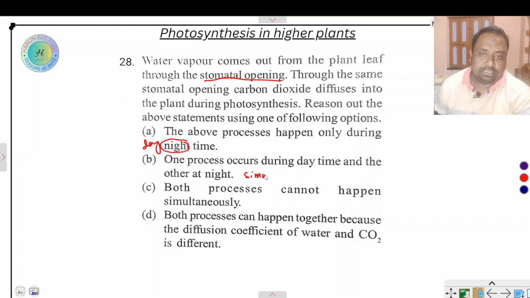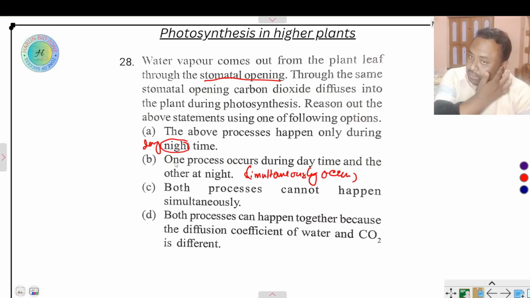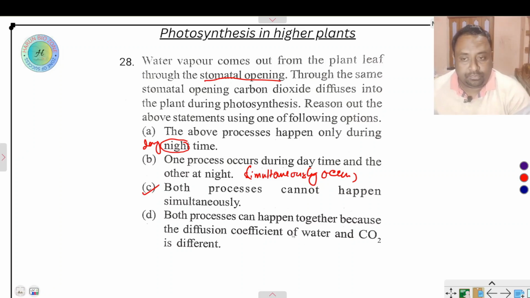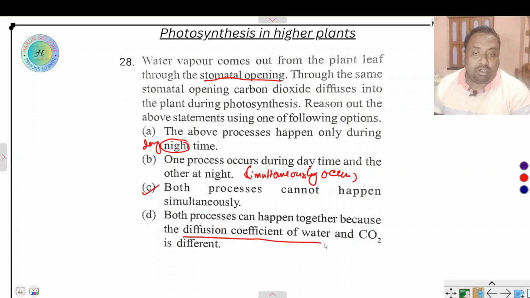Both occur simultaneously. Both processes cannot happen separately. Both processes occur simultaneously, because respiration and transpiration both occur. Both processes can happen together because the diffusion coefficient of water and CO2 is different. This is the correct option.